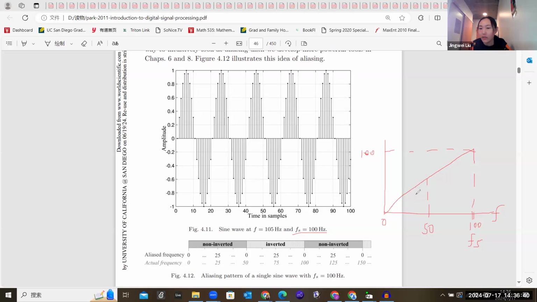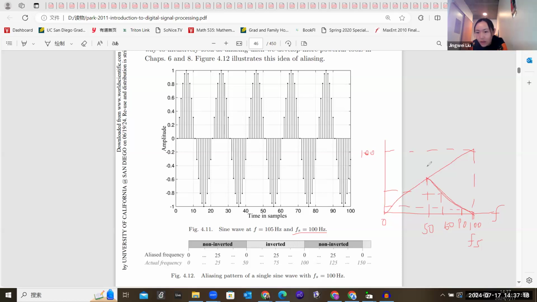When you give 30, I hear 30. When you give 40, I hear 40. The problem is that once we pass this half of the sampling rate, this line will actually fold over. This line will just go down, which means when you give me a 60 hertz tune, I won't hear 60 hertz. What I will hear is 40 hertz. And when you give me a 90 hertz tune, what I will hear is 10 hertz.